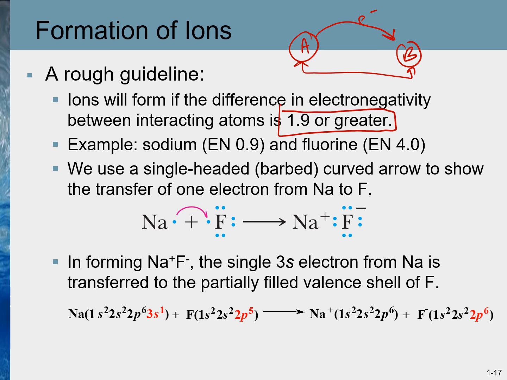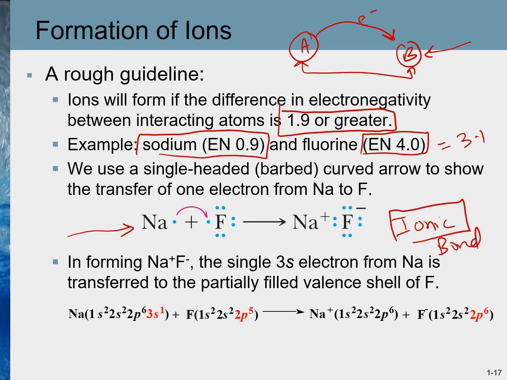The element which is losing the electron must have the smaller value of electronegativity, and the element which is gaining the electron, such as B in this example, should have the higher electronegativity. For example, in this case, sodium is losing an electron to fluorine. The electronegativity of sodium is 0.9 and the electronegativity of fluorine is 4.0. This difference is 3.1, which is much greater than 1.9. As long as the difference between the electronegativities is 1.9 or greater, the electrons will be lost completely, resulting in formation of an ionic bond. So we can say that the bond between sodium and fluoride in this case is an ionic bond.